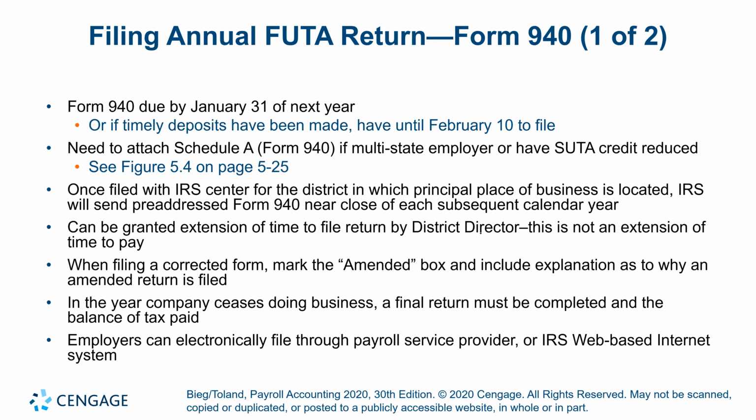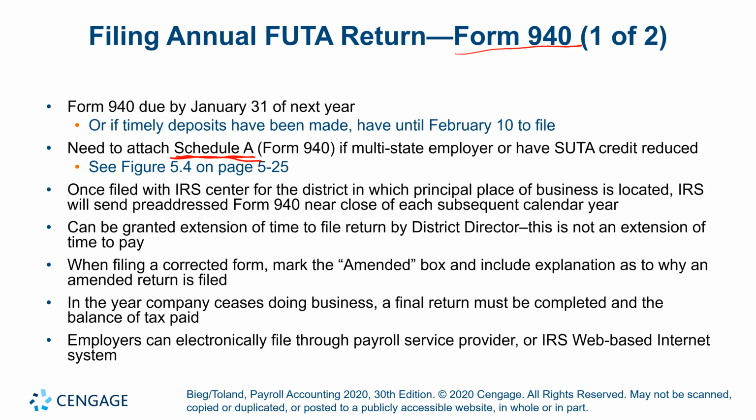All right, filing the annual FUTA return, the form 940. And I actually have one, I think, saved maybe on the next slide, but the form 940 is due by January 31st of the next year. If timely deposits have been made, the company can have a 10-day extension, basically until February 10th to file. If they're a multi-state employer or had to pay unemployment taxes in multiple states, they'd have to fill out this Schedule A, and it does show us a copy of that in the book.